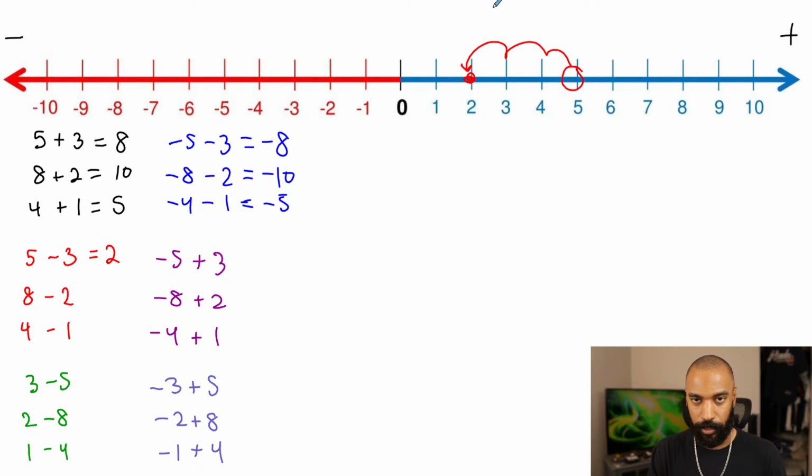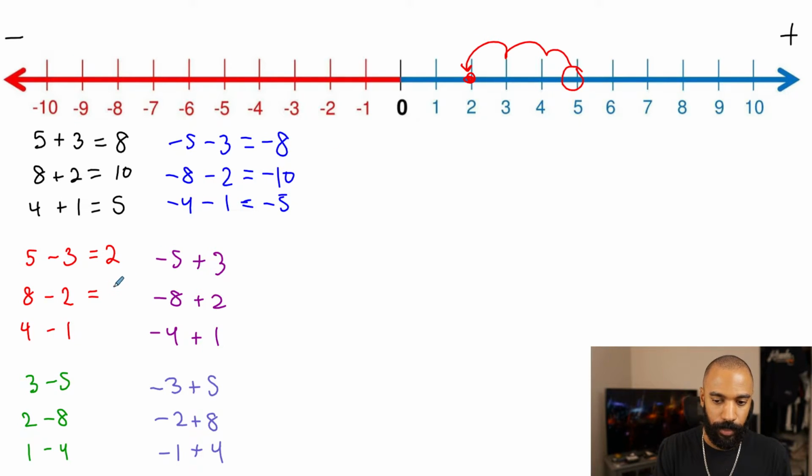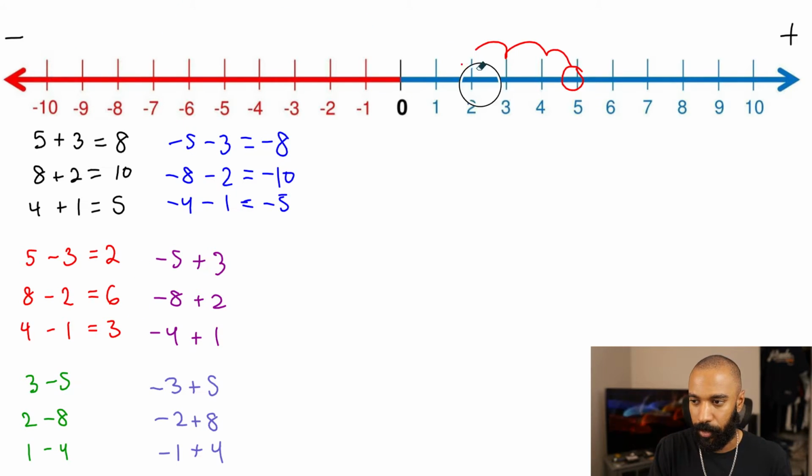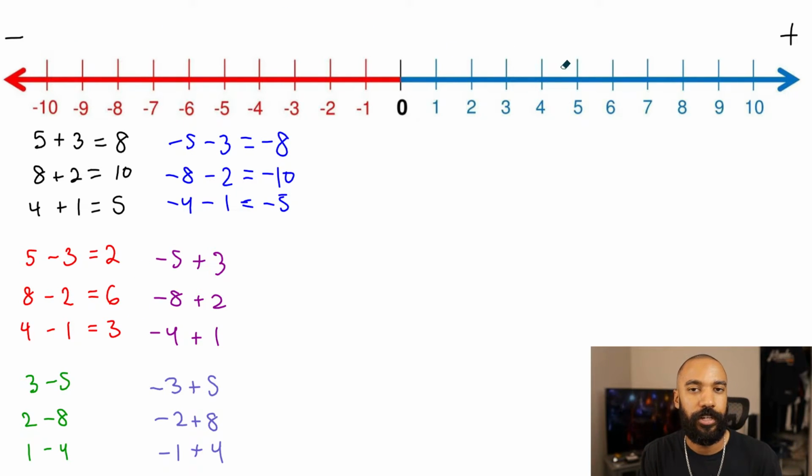Start positive and subtract a number not quite as big, so my result is still positive. 8 minus 2 gives me 6. 4 minus 1 gives me 3. As you know, with the number line, we'd be doing the same thing. That's a version of basic subtraction.